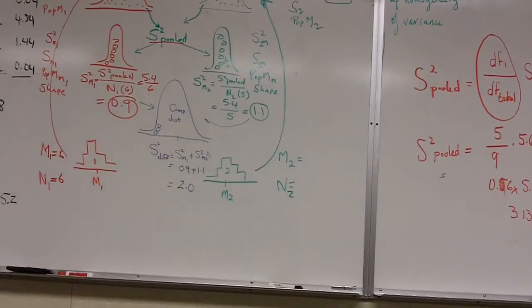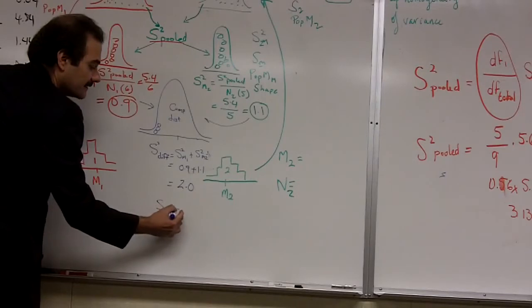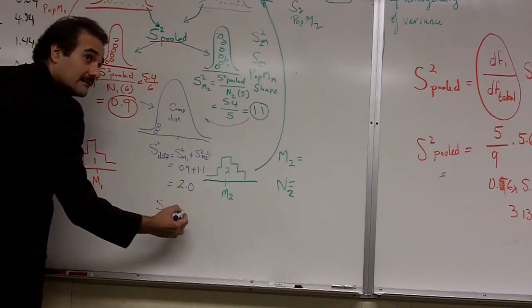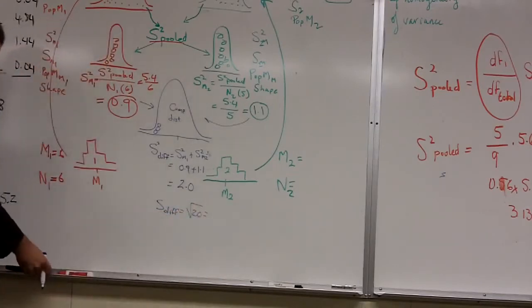It's a weird thing. You have to accept it: the variance is really the sum of the variances of the original distributions that you're summing. Okay, so you found the variance. What's S diff, the standard deviation? It's the square root of 2.